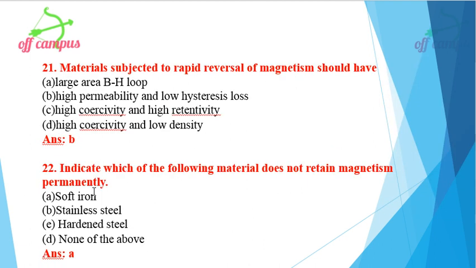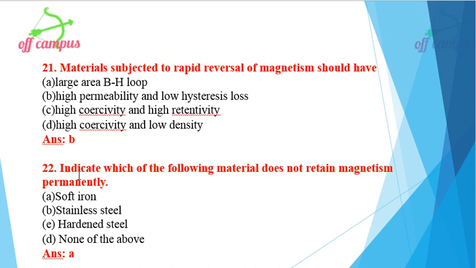Okay. Then the next one, 21. A material subjected to rapid reversal of magnetism should have: large area BH loop, high permeability and low hysteresis loss, high coercivity and high retentivity, or high coercivity and low density. Option B: for rapid reversal of magnetism, it should have high permeability and low hysteresis loss. Option B is the right option.